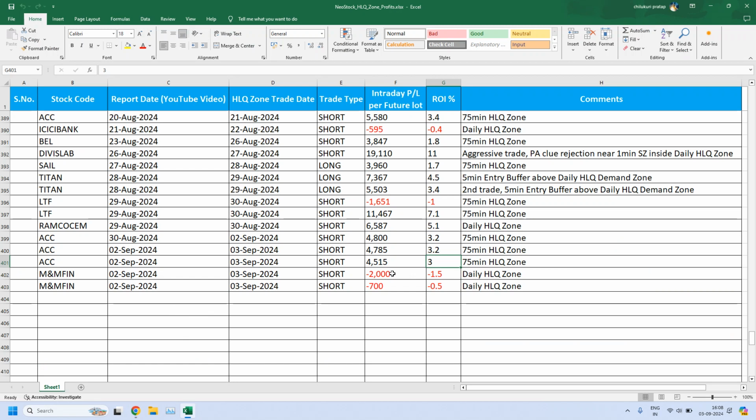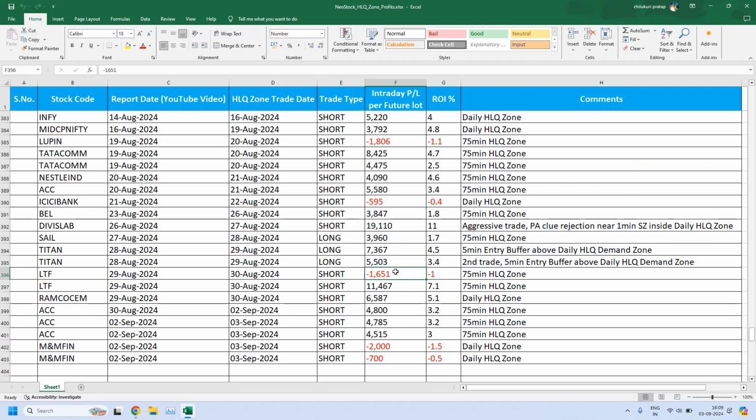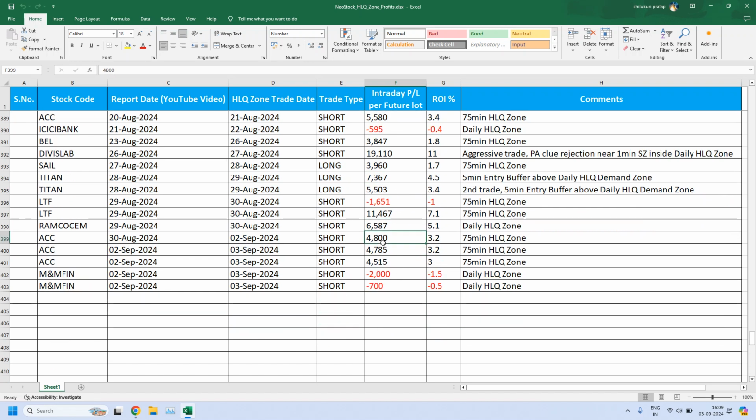So M&M, the first one, has given 2,000 rupees loss, and a negative return on investment of 1.5%. The second one has given 7,000 rupees loss, which is negative ROI of 0.5%. See here, when we get losses, they are very minimal. Both the trades together we got 2,700 rupees profit. But here both the trades together we got 9,300 rupees profit. Previously also we have seen in all these stocks, whenever we get losses, they are minimal, but whenever we get profits, they are big profits. This is what we should observe.